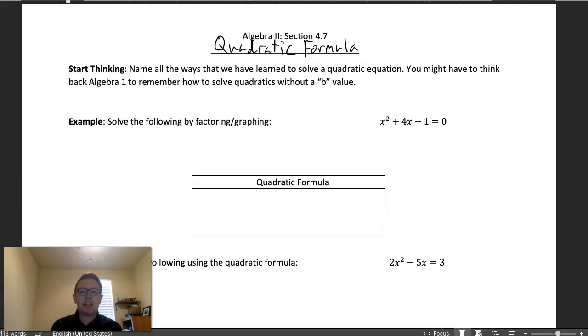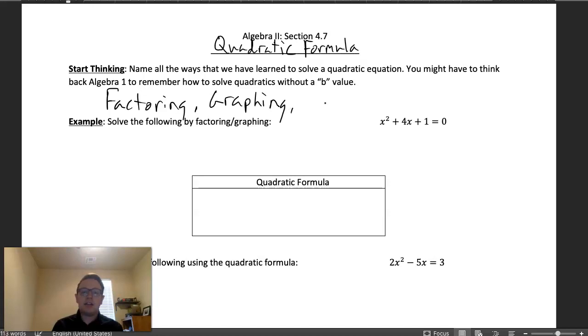Today we're going to be talking about the quadratic formula. Now we're going to start off by trying to think of all the ways that we've previously learned to solve a quadratic equation. Two of those that we've already talked about are solving by factoring and solving by graphing. Solving by factoring, where we factor and then set each of our terms equal to 0. Graphing, where we graph and then see where we pass 0.